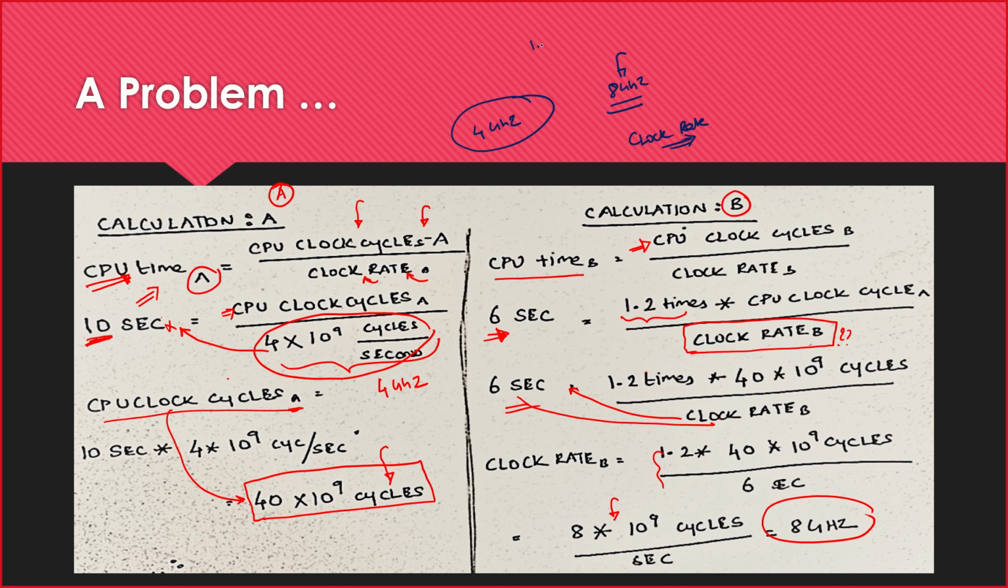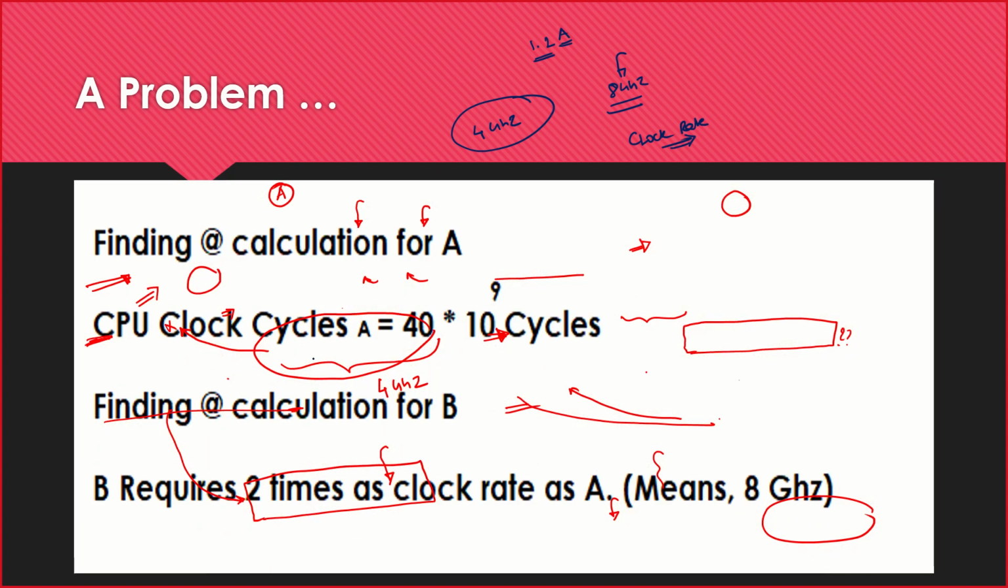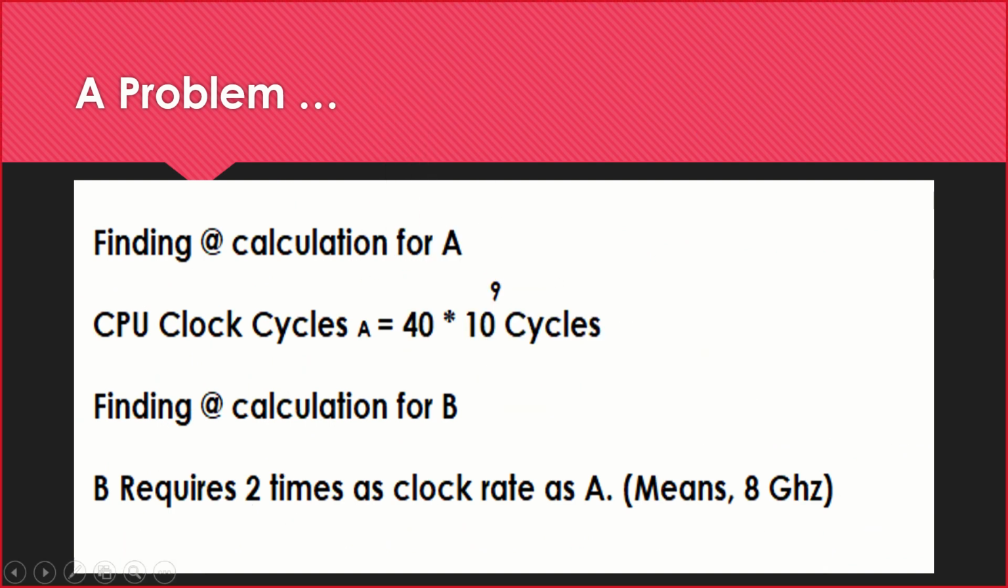They just gave a simple clue saying it is 1.2 times the clock cycles. Remember it, 1.2 times A is what they have given. Now do you understand how we solve it? Very simple. So the answer is 8 gigahertz. That's the answer you need to understand, and that's how we arrived at it. The only thing you need to remember is that we first find the CPU clock cycles, and then we find the clock rate.